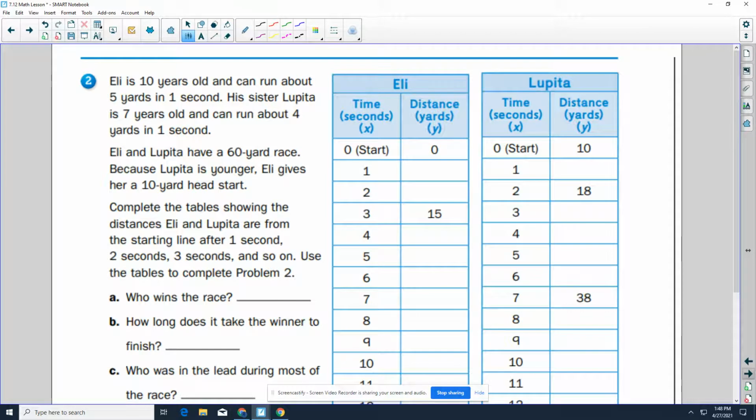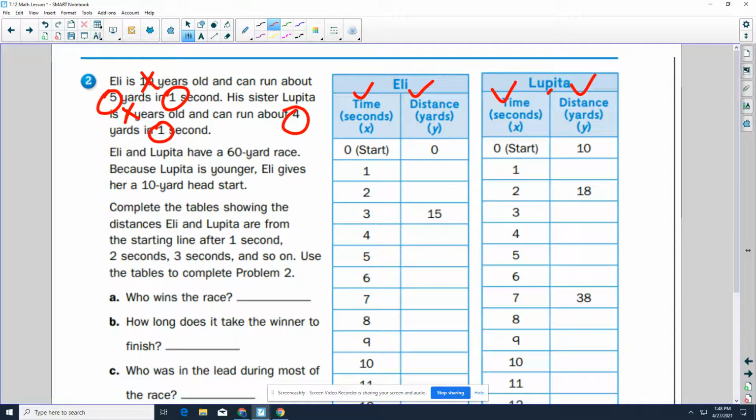Now, we're going to go ahead and look at number 2. This one is way more involved with the data, so we're going to read through here and see what we come up with. It says Eli's 10 years old and can run about 5 yards in 1 second. So I don't necessarily need to know his age, so I'm just going to go ahead and put an X through that. But I do need to know that he can run 5 yards in 1 second. His sister Lupita is 7 years old, and she can run about 4 yards in 1 second. So I just need to know all about his speed, because when I look over here, it's about time and distance, time, distance. Doesn't ask about their age.